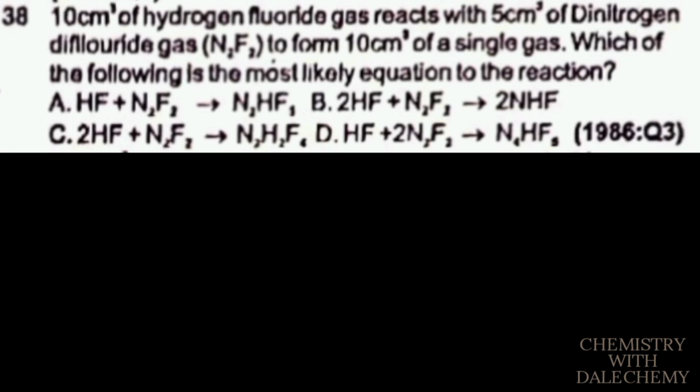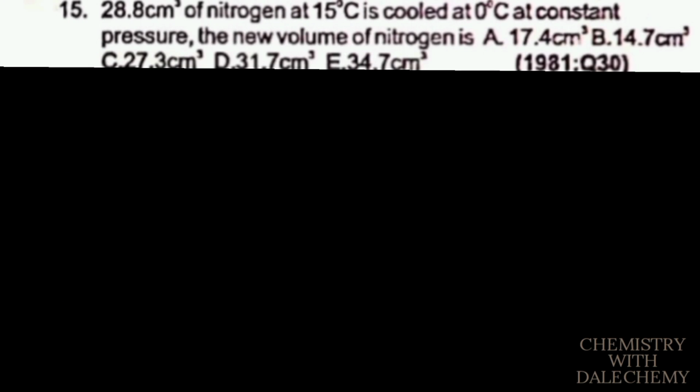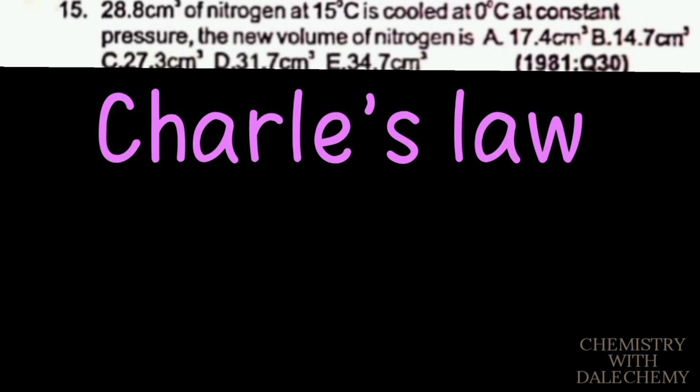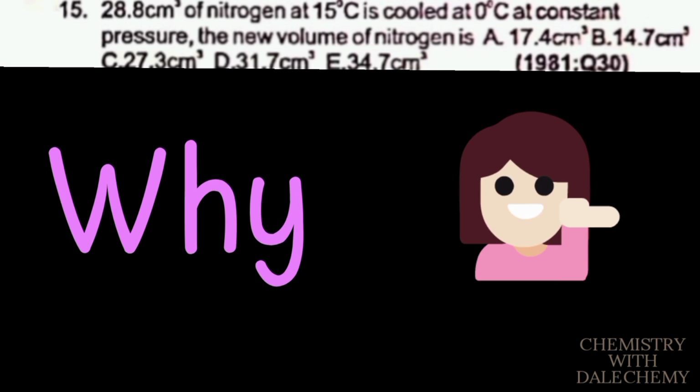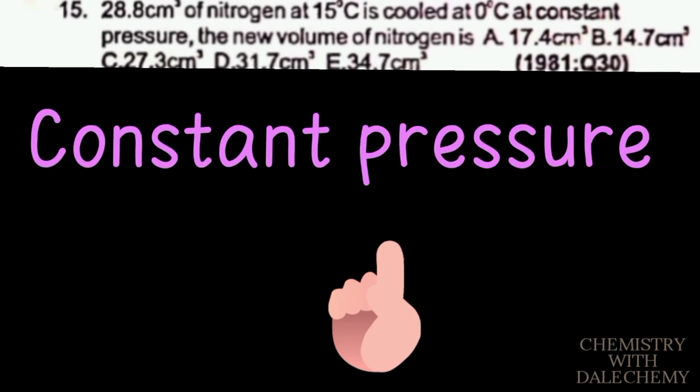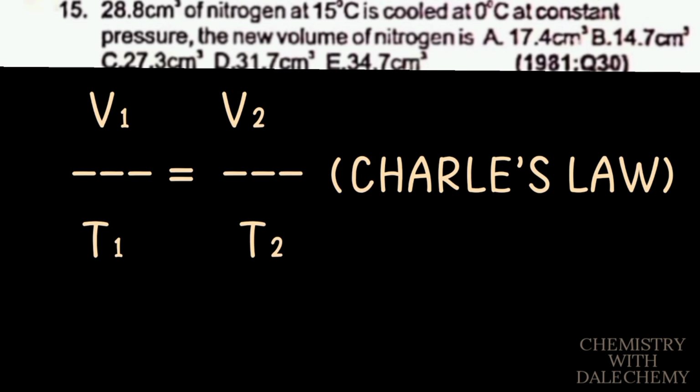So the next question now is question 30 of 1981. 28.8 cm³ of nitrogen at 15 degrees Celsius is cooled to 0 degrees Celsius at constant pressure. So the new volume is, they're asking us the new volume. Now, the key point here is that it's at constant pressure, and the law that is going to guide us in this question is Charles' law. So now, we know that V1 over T1 is equal to V2 over T2 for Charles' law.